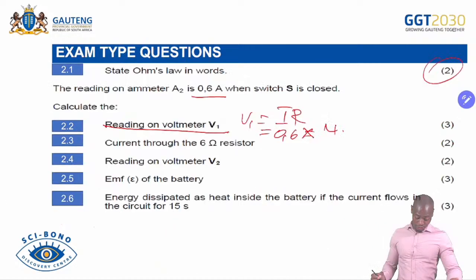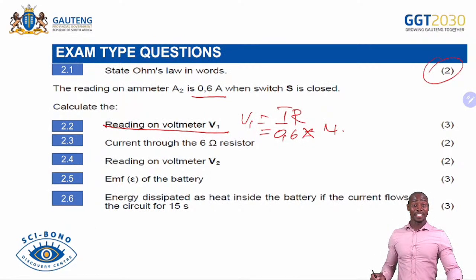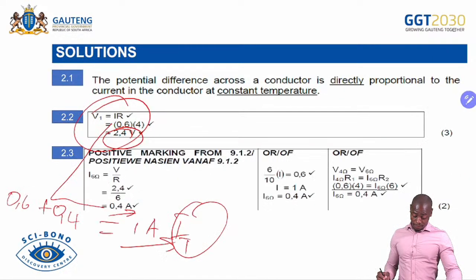Right, the last question. Energy dissipated as heat inside the battery if current flows in the circuit for how many seconds? 15 seconds. So energy. The equations for energy, learners, that are there on your what? On your formula sheet, right? So you can choose any equation. But the one that is the energy dissipated as heat inside the battery if current flows in the circuit for 15 seconds. All right, let's check because we are running out of time.